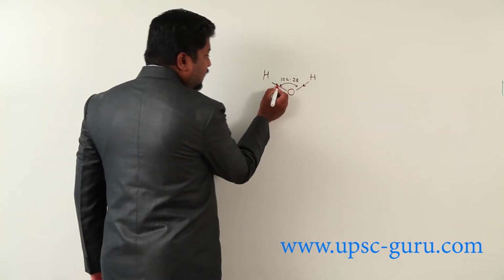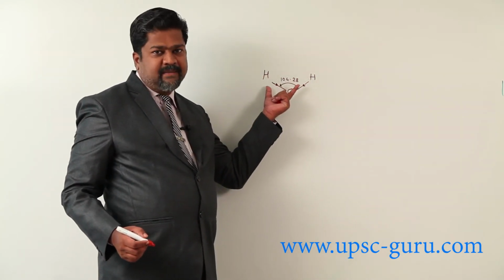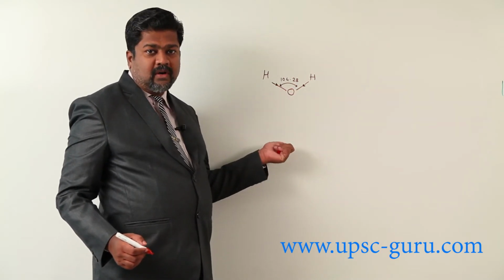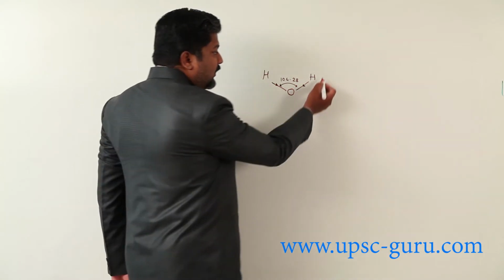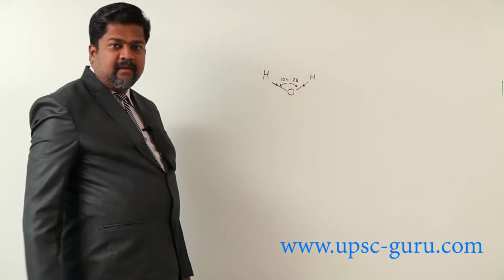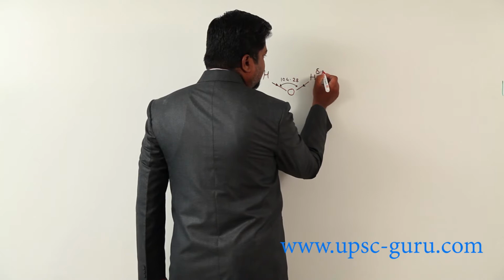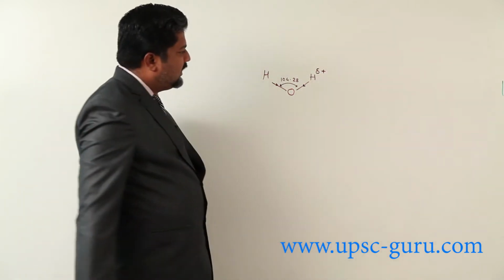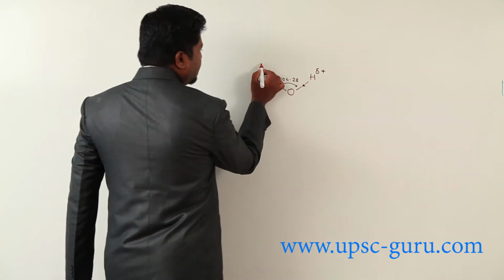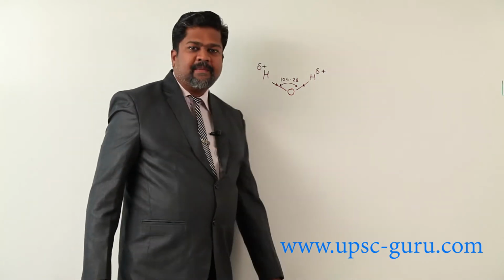In the same way here also, both hydrogens are the same element with the same electronegativity. So oxygen will try to pull the electron cloud from both. As a result, the electron will spend less time over here and more time over here. As a result, this will acquire a very small positive charge. We denote that as delta plus. In the same way, this will also have a small positive charge, which we denote as delta plus.